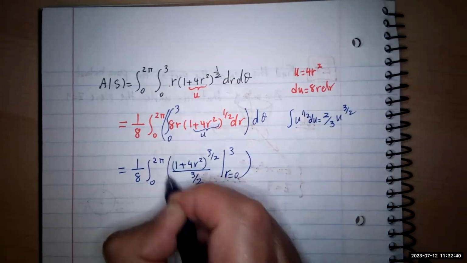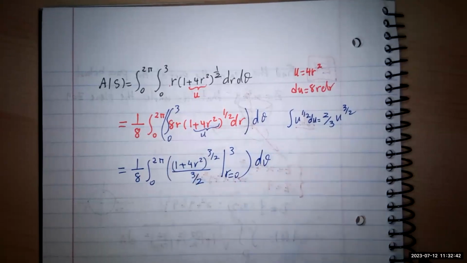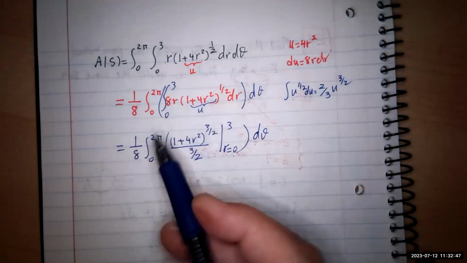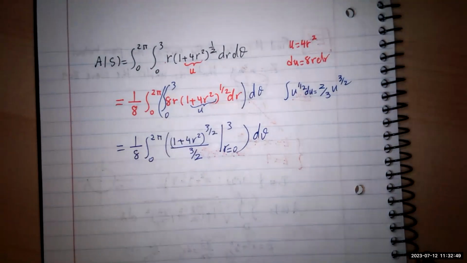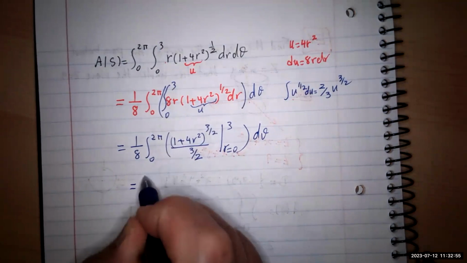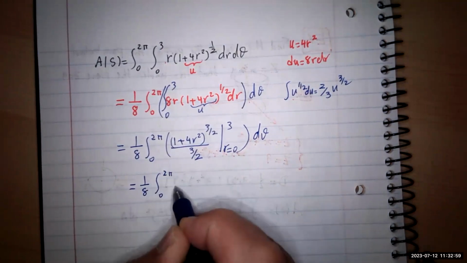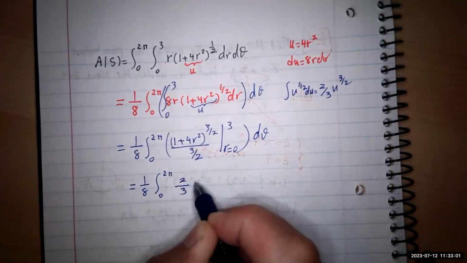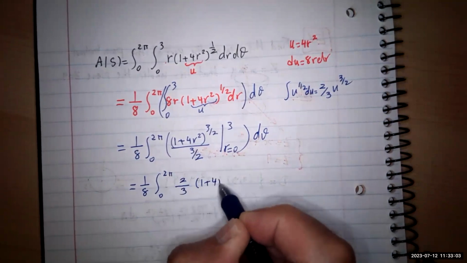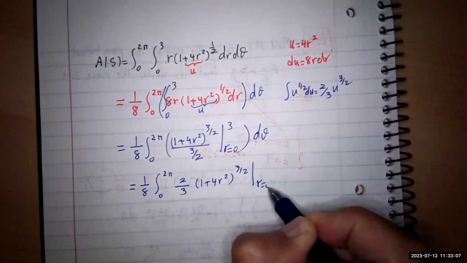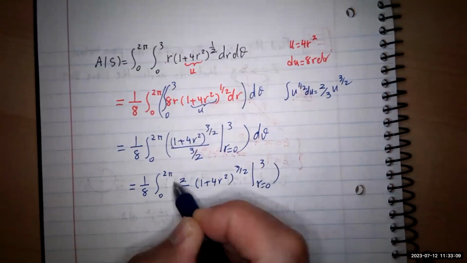Then when I'm done, I'm going to take the d theta. As soon as you provide the u prime, the du, then you can use the power rule to get this one through. Now, dividing by 3/2 is going to be 2/3 up. So it's going to be 1/8, 0 to 2 pi, and this is going to be 2/3 times 1 plus 4r squared to the 3/2 from r equal to 0 to 3, and then the d theta.